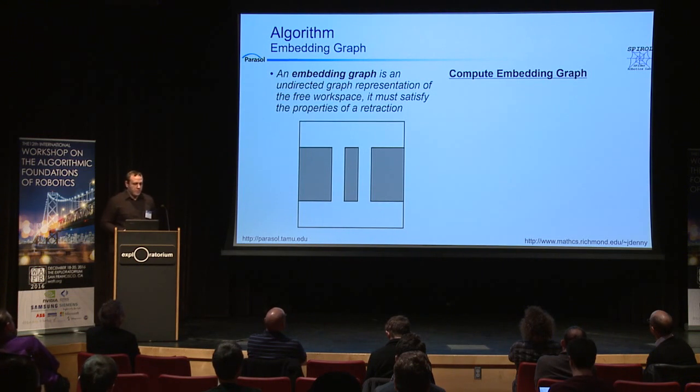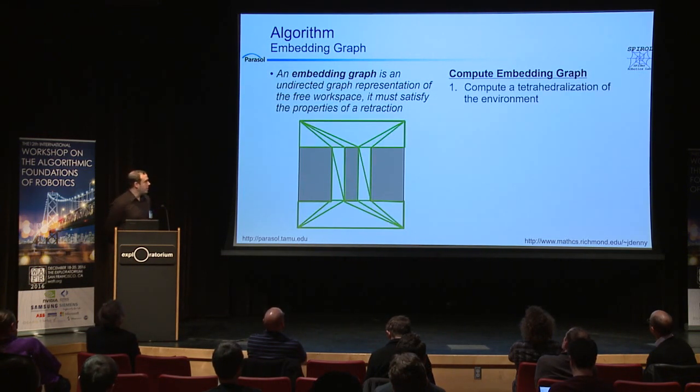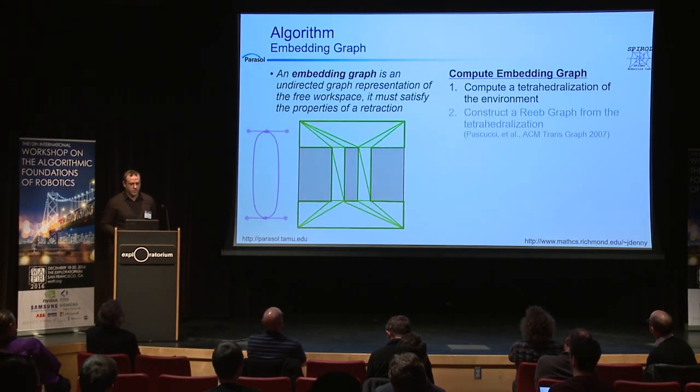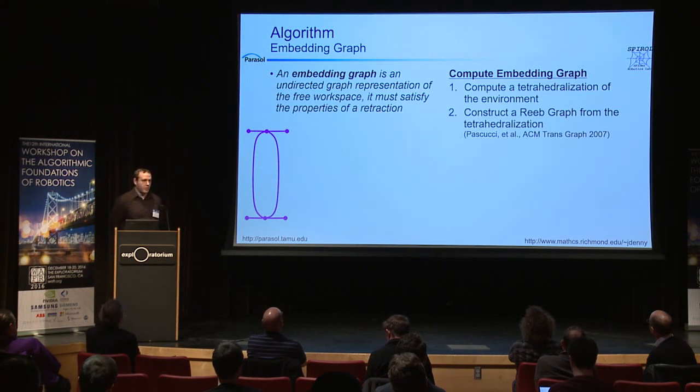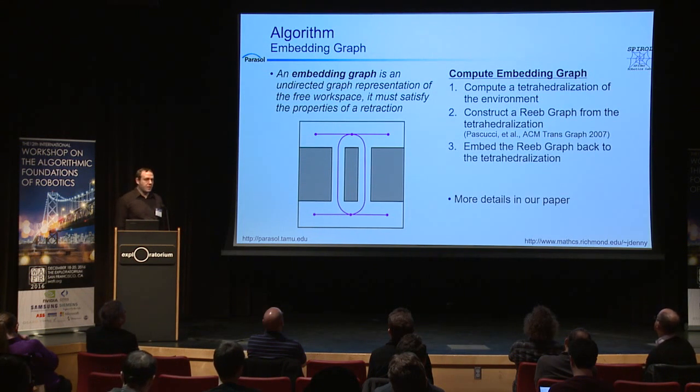So to look at how we compute the embedding graph, essentially what we do is we're going to start by computing a tetrahedralization of the environment. And then there's this nice work from the graphics community to construct a Reeb graph from the tetrahedralization. The general idea of how it works is that it combines nearby tetrahedra that represent one part of the space. So it groups them together, and we get a nice representation. And then we're going to go back to the workspace to embed this Reeb graph. And so we now have a nice embedded spatial graph that we can use to bias planning.